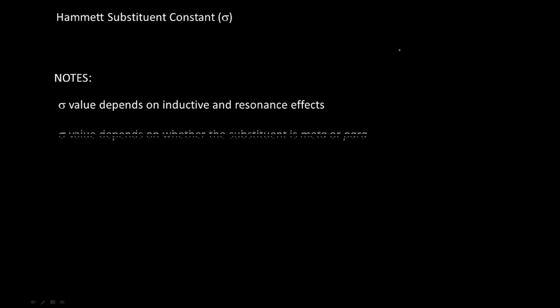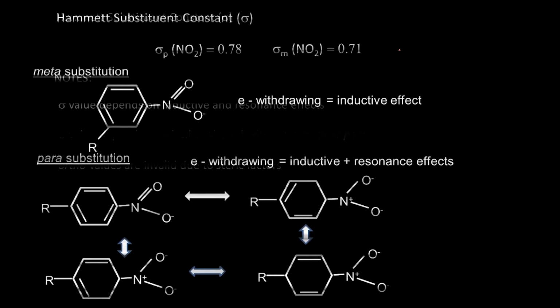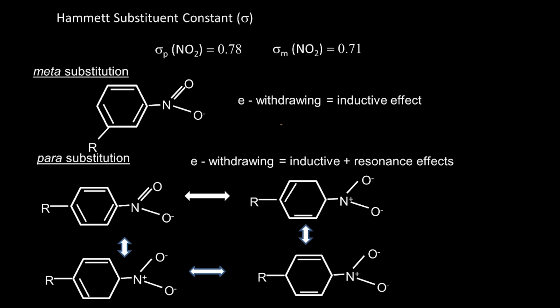Sigma value depends on inductive and resonance effects. Sigma also depends on whether the substitution is meta or para. That's very important. We saw a table a long time back where meta and para have different values of the dissociation constant. Ortho values are invalid due to steric effects. Ortho means the substitution is so close that, because of steric hindrance, it might not work. Now look at the meta substituent, NO2. If you have para NO2, sigma is 0.78; meta NO2, sigma is 0.71. Electron withdrawing, inductive effect. When you have para substitution, it is electron withdrawing, inductive plus resonance effect.